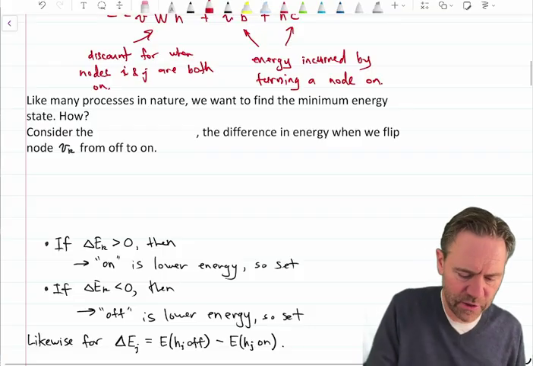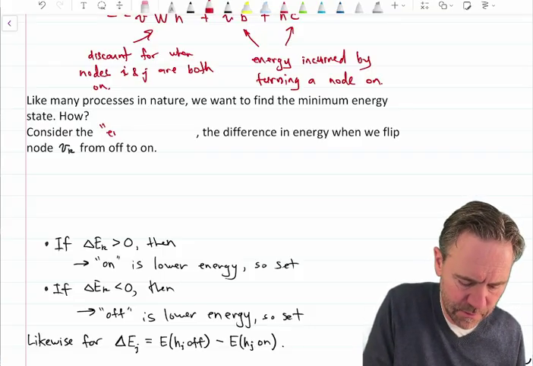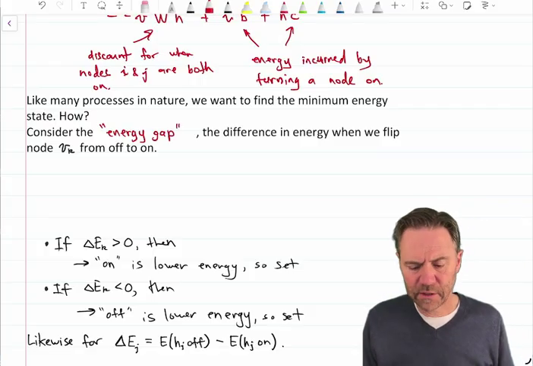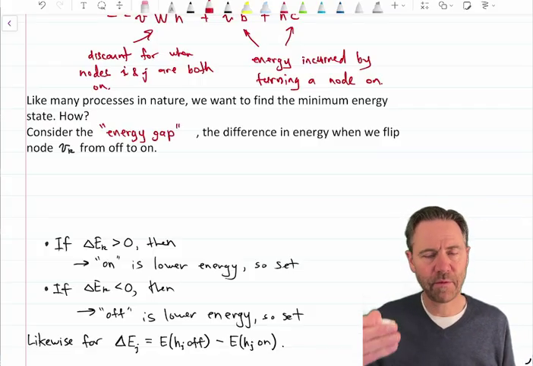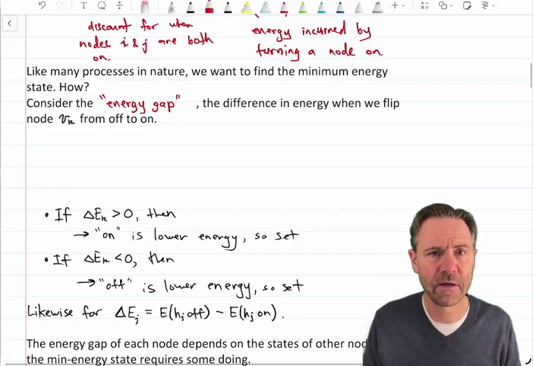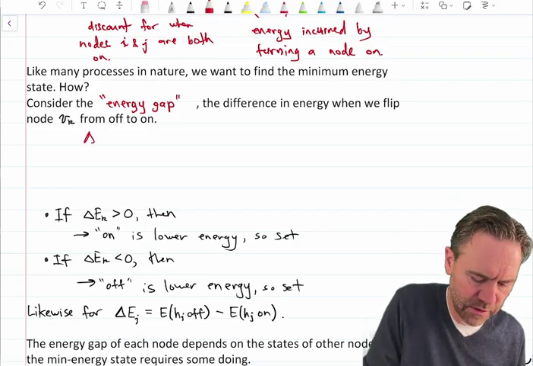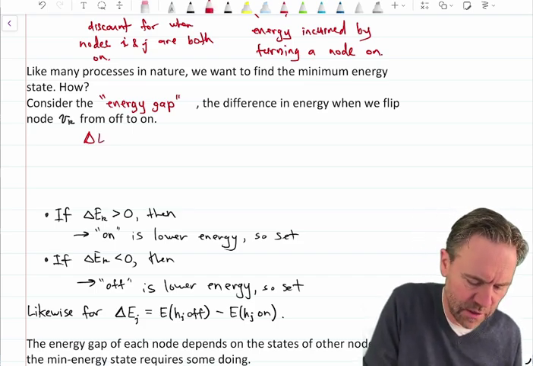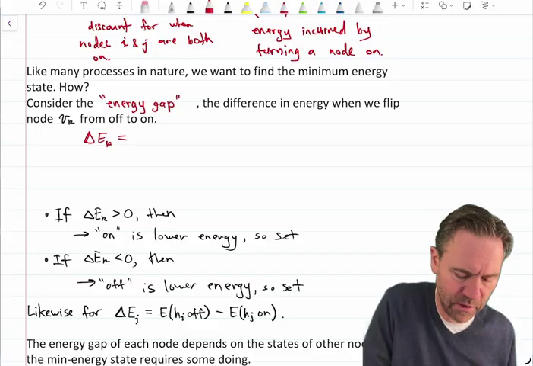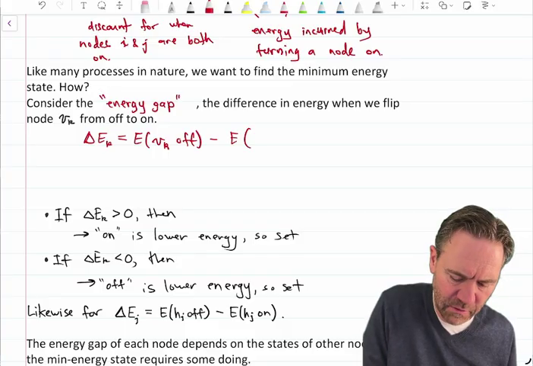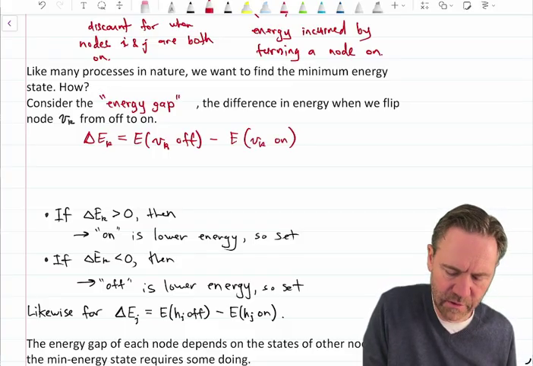Okay, so let's consider the energy gap. What is that? It's the difference in energy when we flip a node from off to on. So let's look at node V sub k. I'm calling it delta E sub k. It's going to be the energy with V sub k off minus the energy with V sub k on.